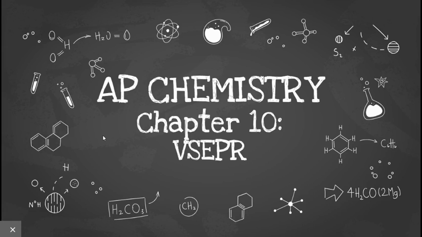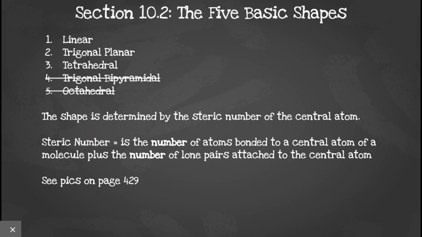Hello, this is AP Chemistry, Chapter 10. It's on VSEPR, which stands for Valence Shell Electron Pair Repulsion. Here are the 5 basic shapes. We are only going to cover 3 of the basic shapes: linear, trigonal planar, and tetrahedral.